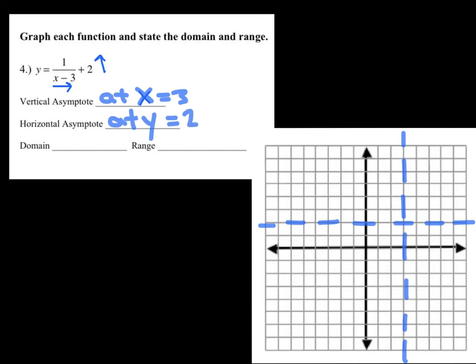So, I do need points here. I understand that. But I know before I even graph it, guys, that my domain is going to be from negative to positive infinity, but you're skipping over that vertical asymptote, which is 3. So it's going to be from negative infinity to 3, union 3 to positive infinity. That's going to be my domain.